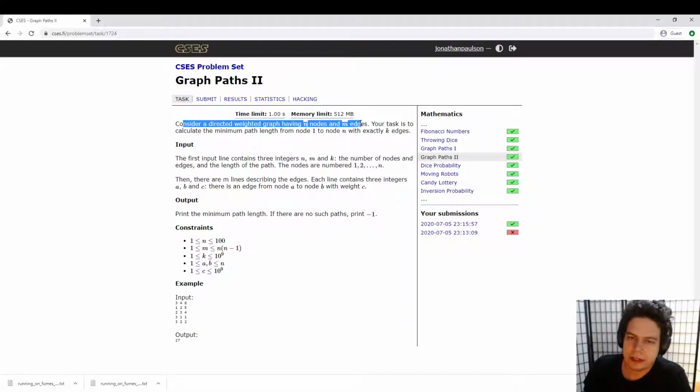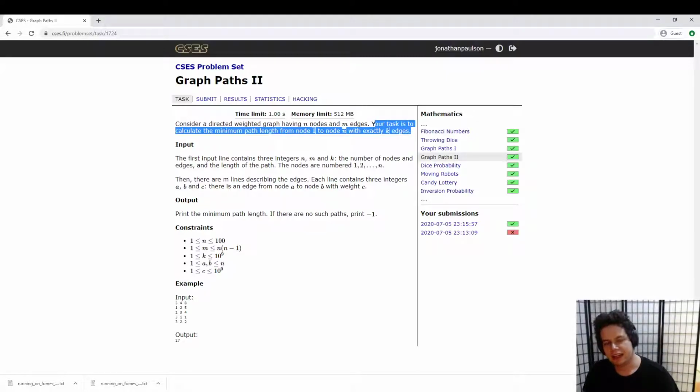So we have a directed weighted graph having n nodes and m edges, right? Every edge has some kind of cost or length or weight. And directed just means it's not symmetric, so you can have an edge from A to B, but not from B to A. And we want to calculate the minimum path length from 1 to n of the paths with k edges, right? So among all the ways to get from node 1 to n along k edges, what is the minimum cost, where every edge has a cost?